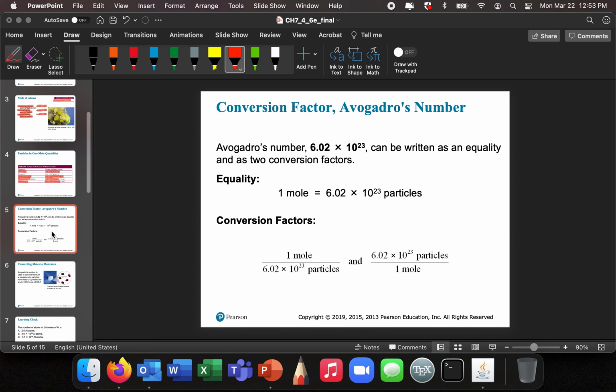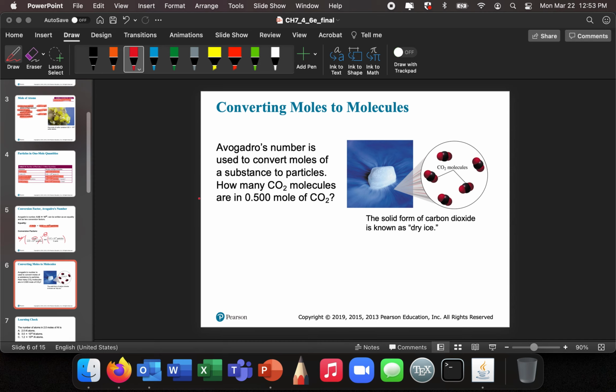Avogadro's number, 6.02 times 10 to the 23rd, can be written as an equality. We've done this before, right? 1 mole is equal to that many particles. And so we can have 2 conversion factors that we can derive from this. We did this in a previous lecture, right? Those are 2 decent conversion factors. So if I'm converting particles to moles, particles will cross off and I'll be left with moles here. Or I can do the opposite there, right? So let's do an example.